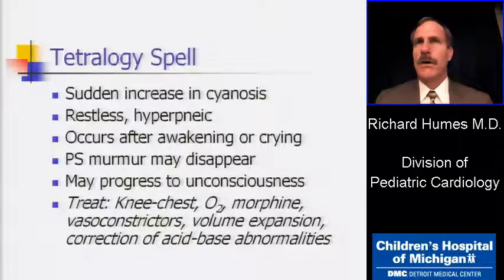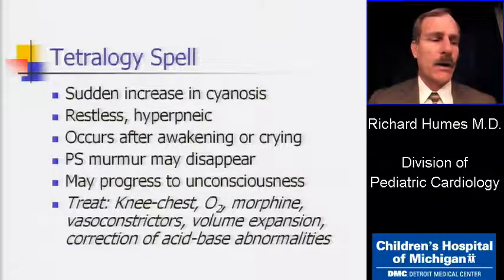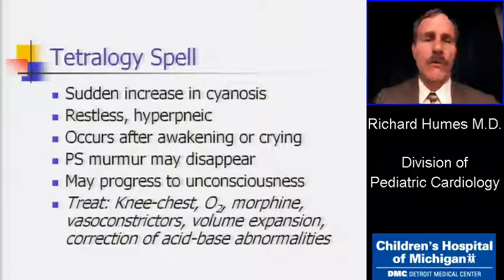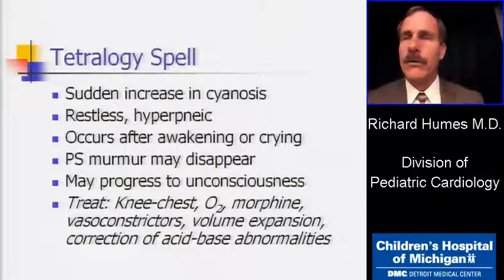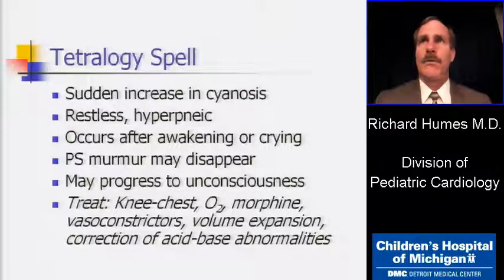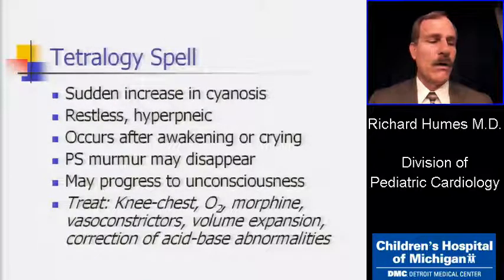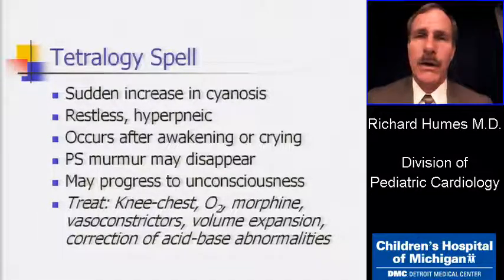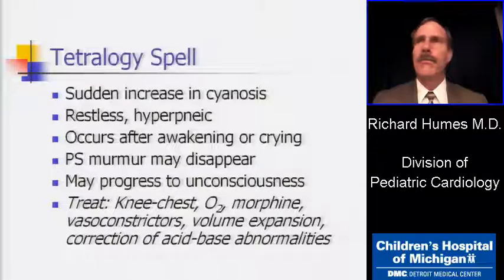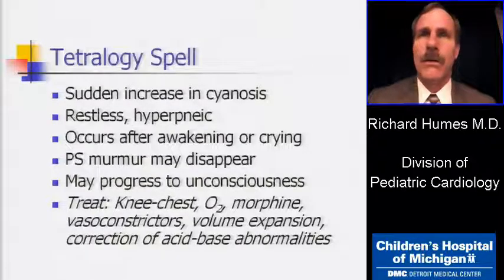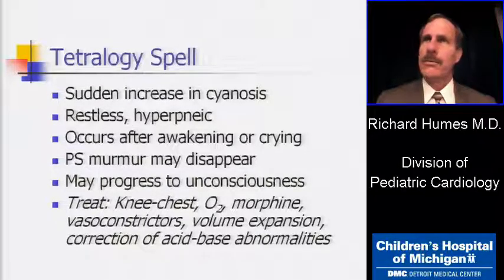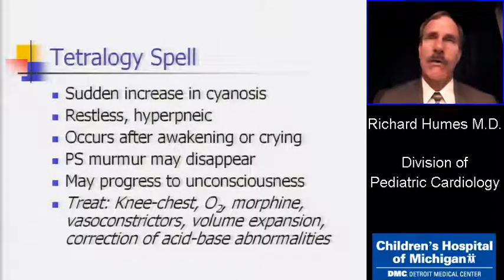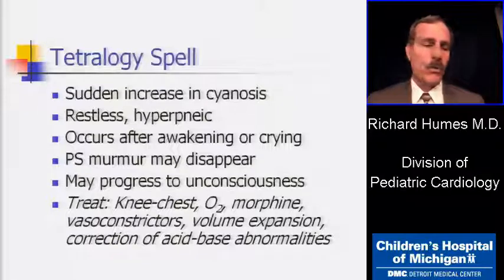The issue of tetralogy spells, or hypercyanotic spells, that can occur with tetralogy is a favorite board question, and you should understand them. This is a sudden increase in cyanosis in the patient with tetralogy. They are often restless because of that and frequently hyperpneic. There really should be two hallmarks of a TET spell. One is hyperpnea, or deep, rapid breathing, and the other is cyanosis. This will often occur after awakening or with crying.